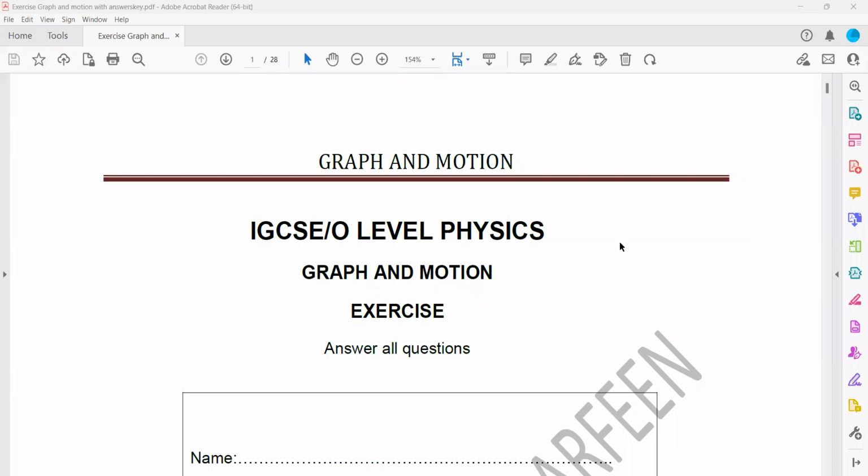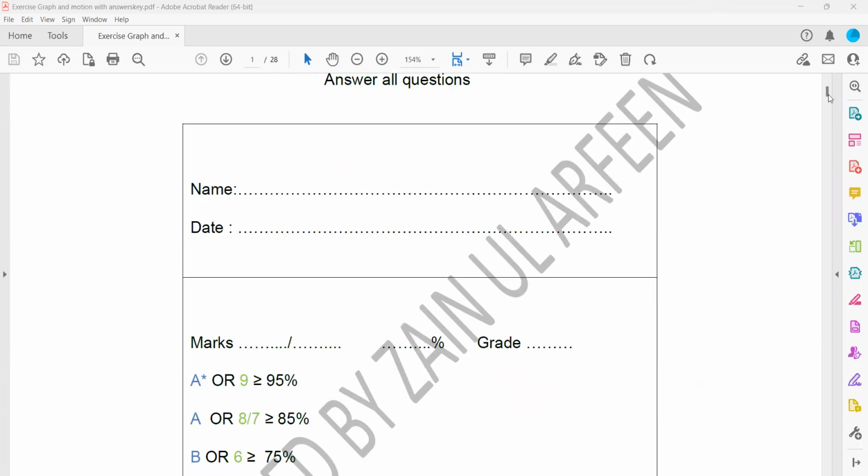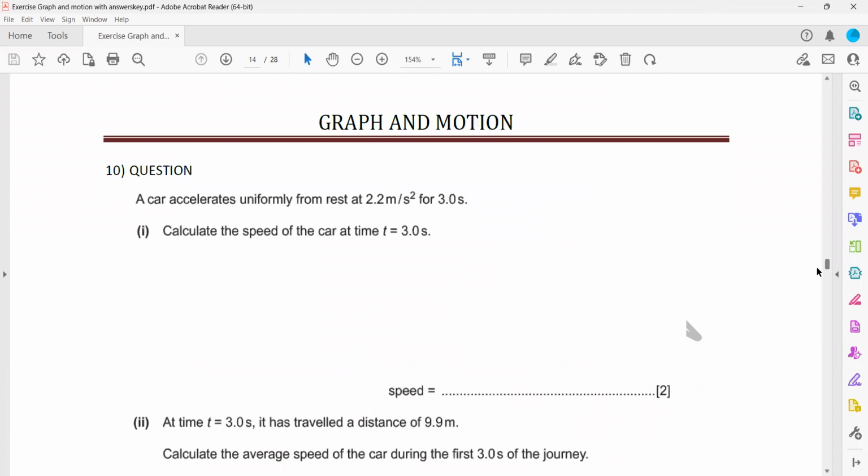So this exercise is related to graphs and motion. Graphs and motion is an important topic in the syllabus. As you will find, usually a question of 8 marks is there, so it's important that you understand each part. We did the first 9 questions, so we'll do question 10.